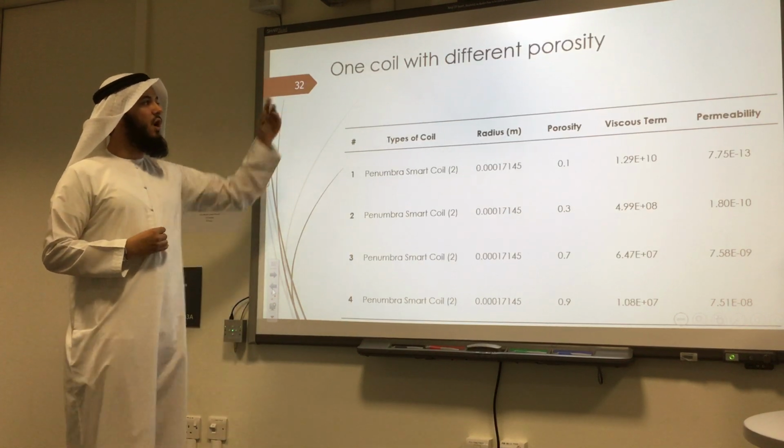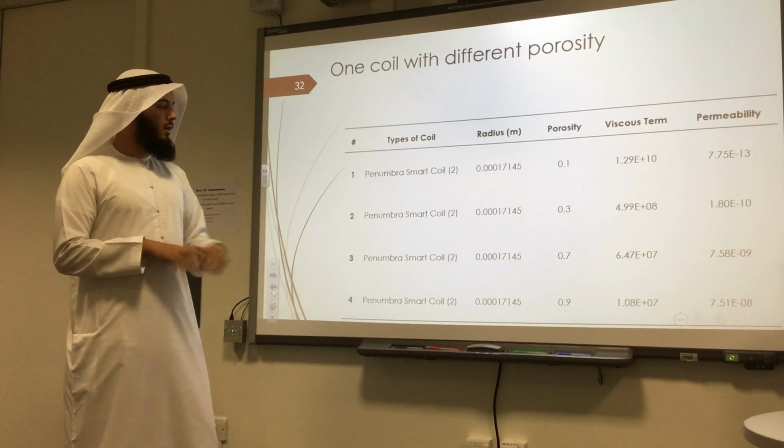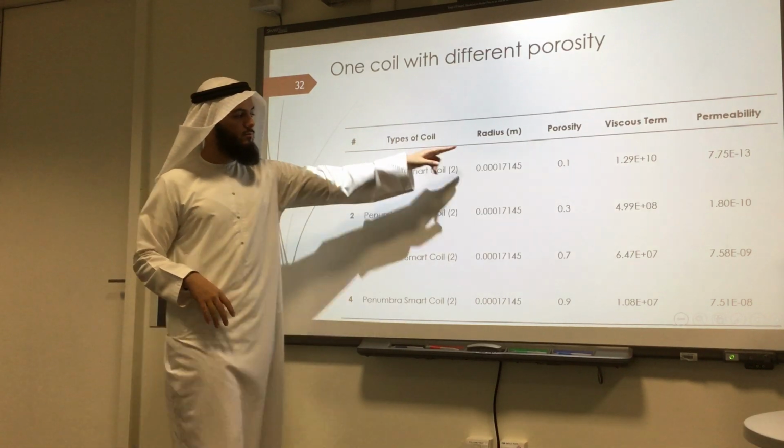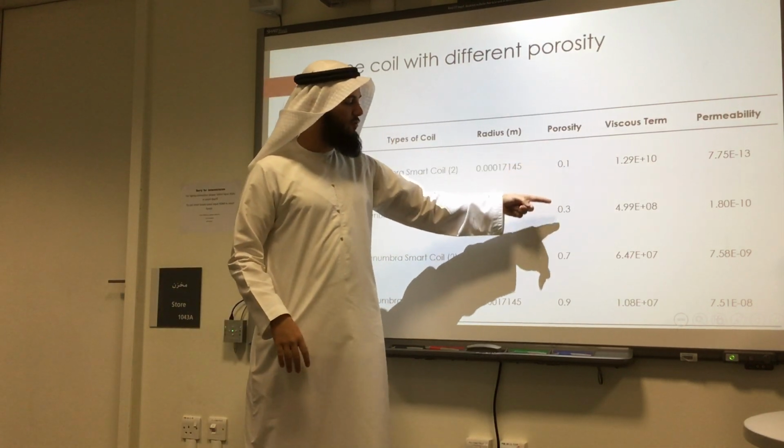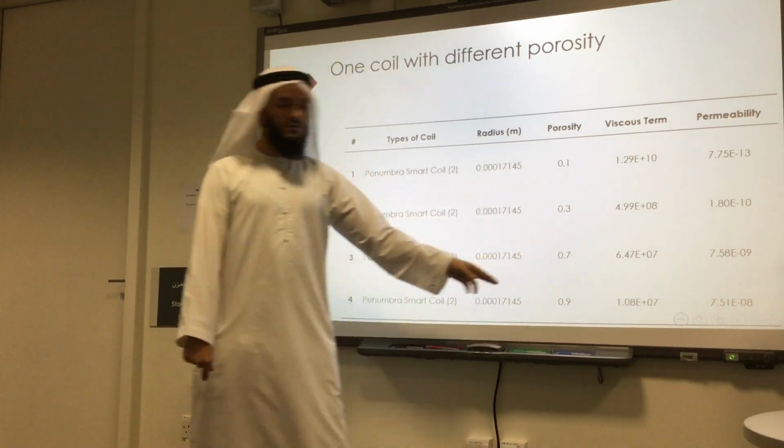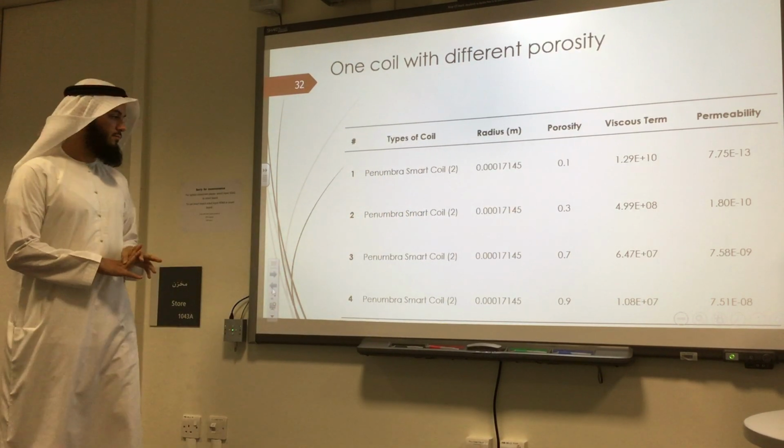Here, you have one coil with different porosities. This one is one coil. But the porosities are increasing, 0.1, 0.3, 0.7, until 0.9. And we got our data.